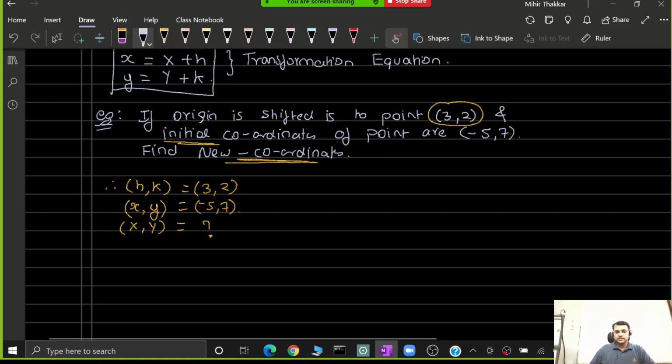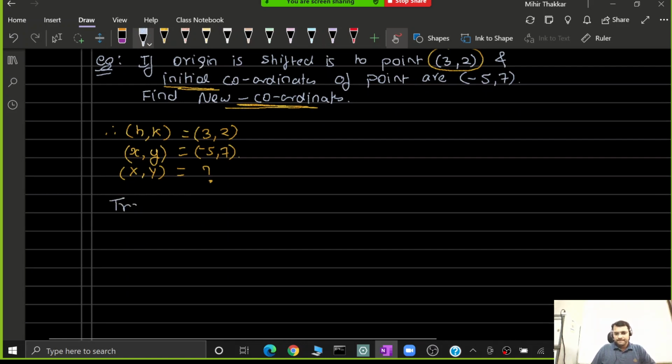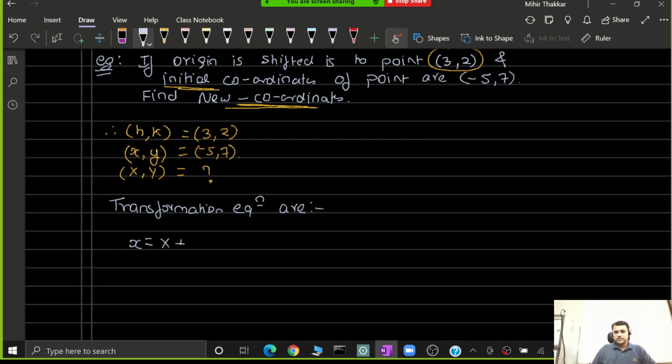So when we are finding the answer, I will say over here, transformation equations are small x is equal to capital X plus h. Small x, we have to substitute as -5. Capital X is to be found out, so we leave it. h is 3. So in this case, capital X comes out to be equal to -8, that is -5 minus 3.